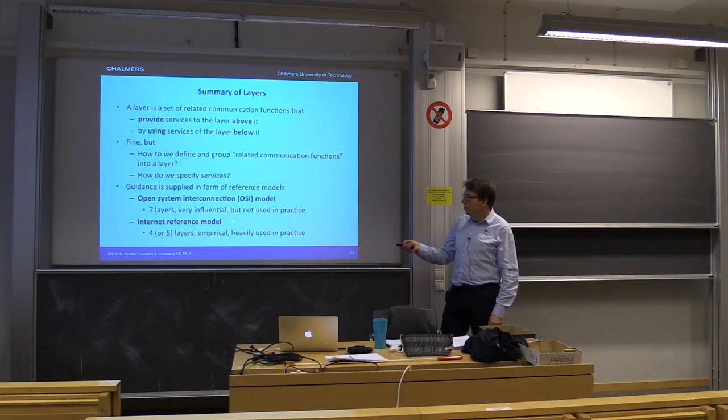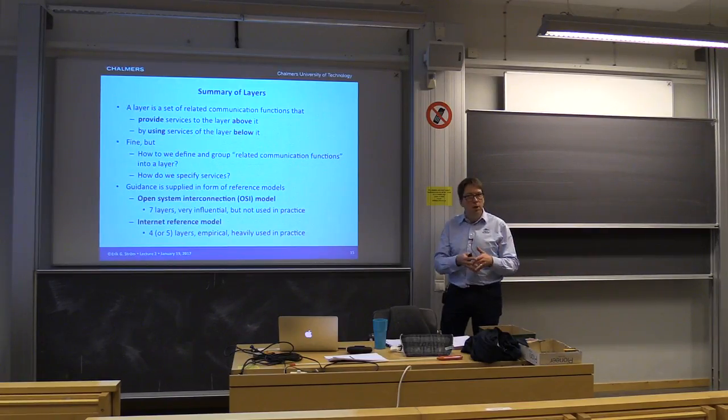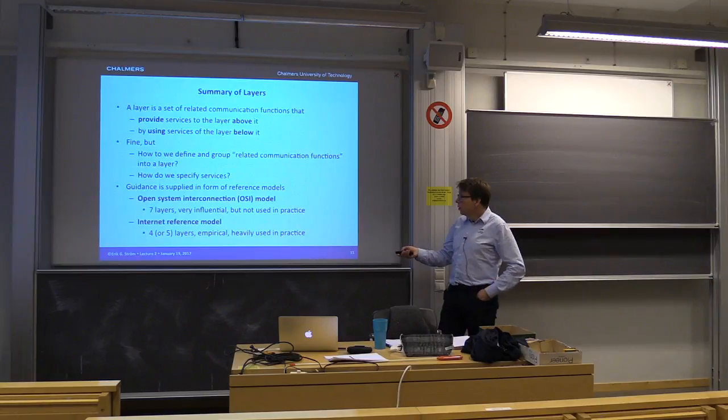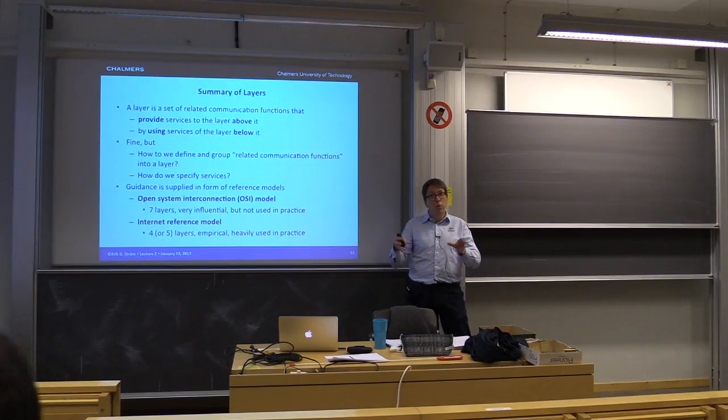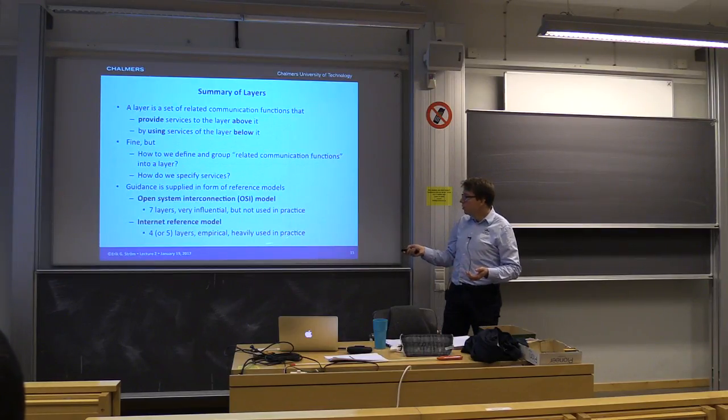Then there is the internet reference model, which has four or maybe five layers, depending on which book you look at. It's quite empirical, in the sense that it was organically developed when the internet was created, starting from research networks in the 60s, maybe even the 50s, and then it evolved into the internet, the pervasive way of doing things as we have it today. So it's been growing, and therefore it was not thought out beforehand and then designed. It sort of grew up, right?